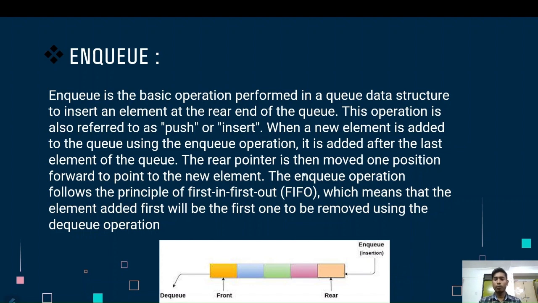The rear pointer is then moved one position forward, which I already told you. This NQ operation basically follows the principle of first in, first out. As I already told you what first in first out is, I don't need to tell you again. Coming to the next slide, the next operation is DQ.